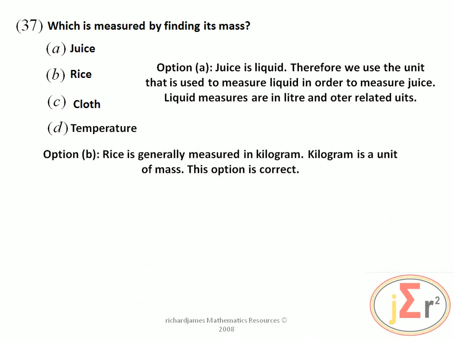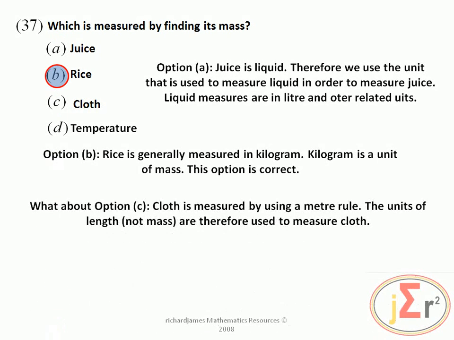Option B. Rice. Rice is generally measured in kilogram. Kilogram is a unit of mass. This option is correct. What about option C?